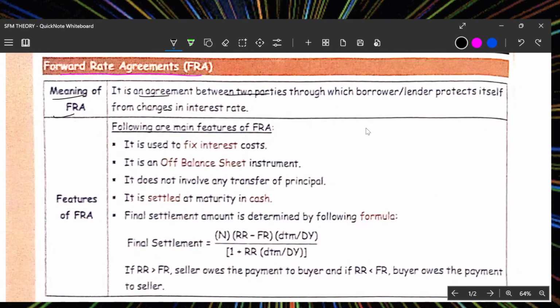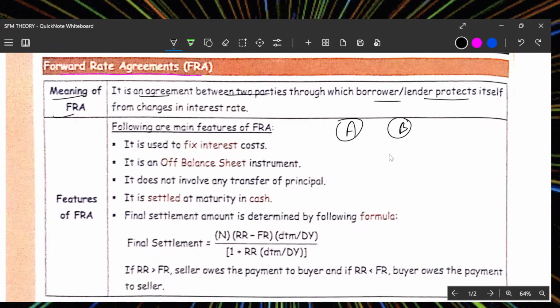It is an agreement between two parties, A and B. Two parties come together, in which the borrower and lender protect themselves from change in interest rate. So they want to protect one thing: how the interest rate is changing. To protect against that, they want an agreement. That is a forward rate agreement.